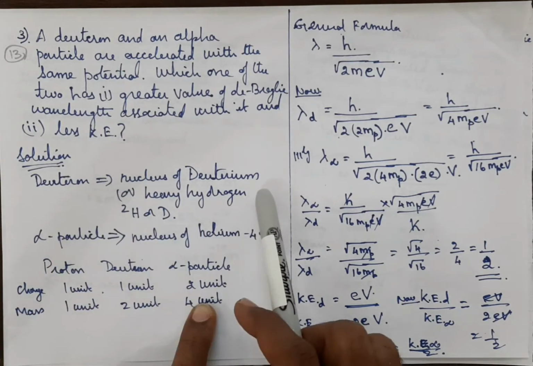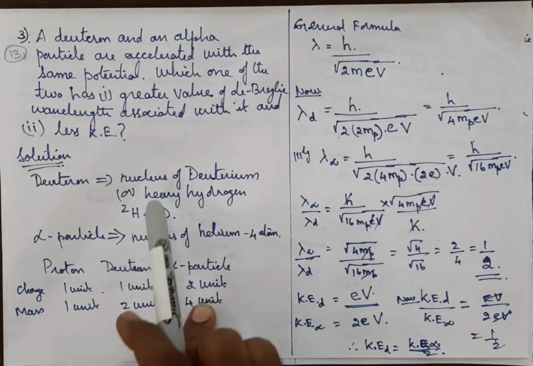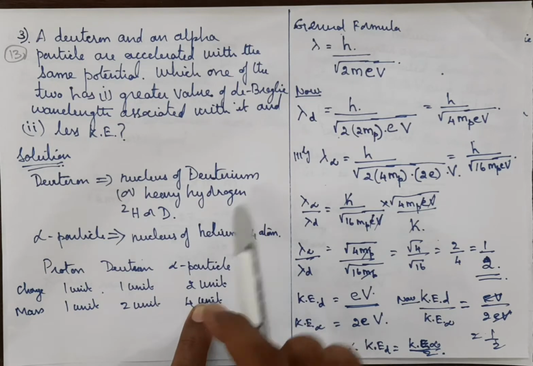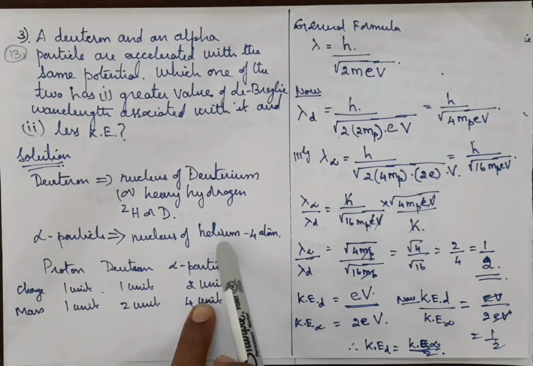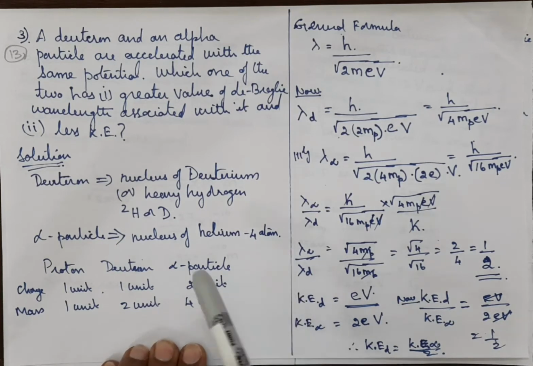Deuterium is the nucleus of the deuterium atom, the heavy hydrogen. And the alpha particle is the nucleus of the helium-4 atom. Now we have to put a small table like thing.